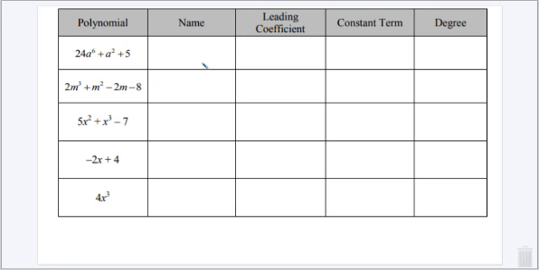Okay, so this has this broken down by name, and then you identify the leading coefficient and the constant term, and then you identify the degree. So we're going to just name it like binomial, trinomial, monomial, and then we'll name those other things, and then we'll name the degree at the end. So we won't do it like we did on the other slide where we called it a 4th degree trinomial or whatever. So this one, when we look at it, has 1, 2, 3 terms, and I know that because they're separated by plus and minus. So 3 terms makes this a trinomial.